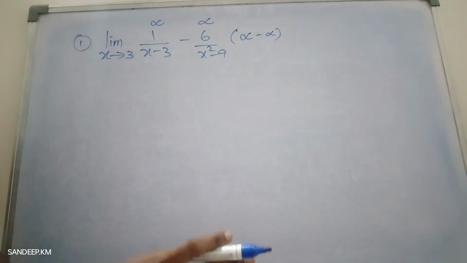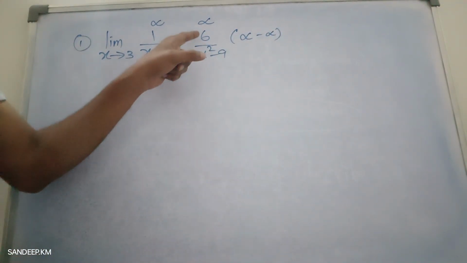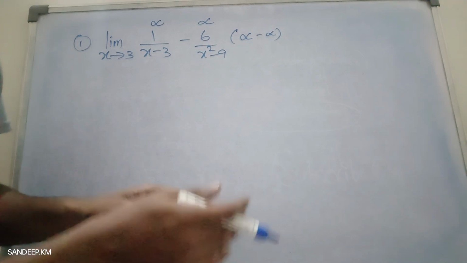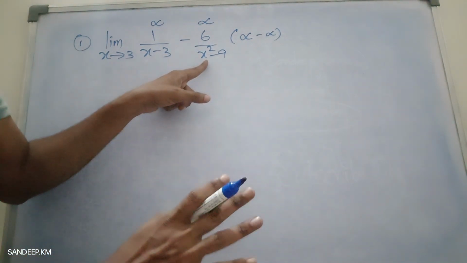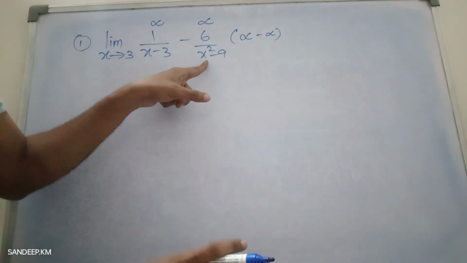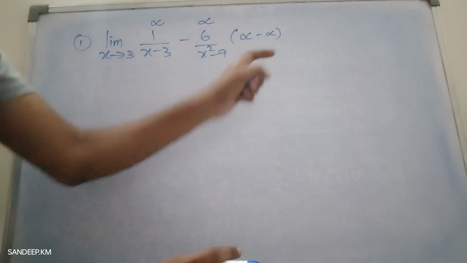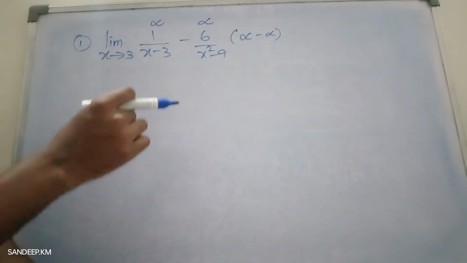And once again I'm saying, you might be arguing that sir, 6 by 0 is not defined, but actually the denominator is not exactly 0. It is just approaching 0. So it is in the form of infinity minus infinity. Now let us see how to solve these questions.